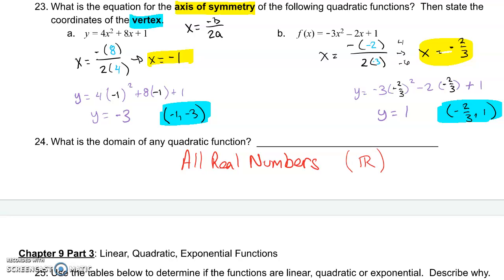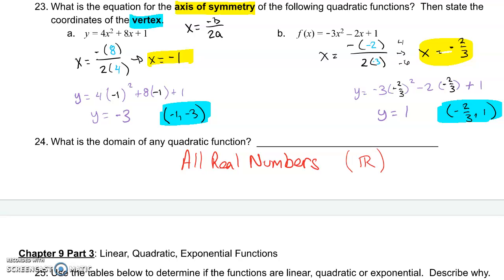We take the x-coordinate for the axis of symmetry, plug that back into our function for x, and solve for y, which gives us our y-coordinate. For part B, same concept. Our x value at the axis of symmetry substituted into our original function for x, solve, we get y is 1, there's our vertex.